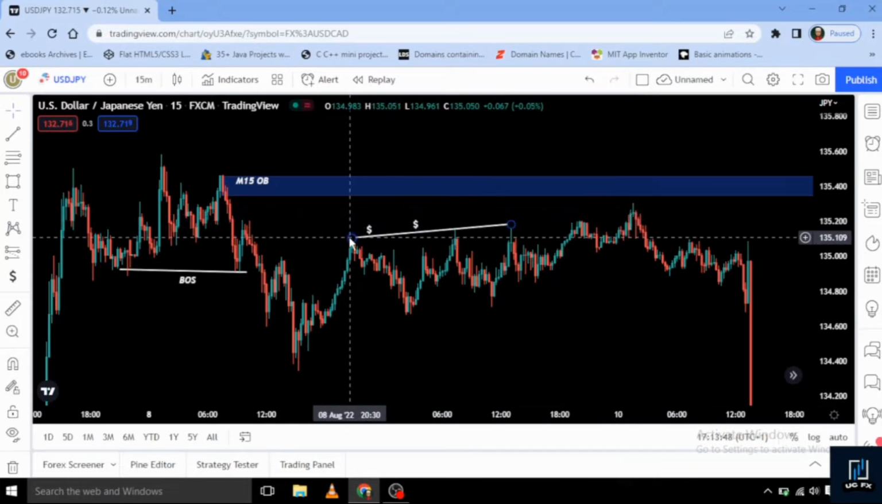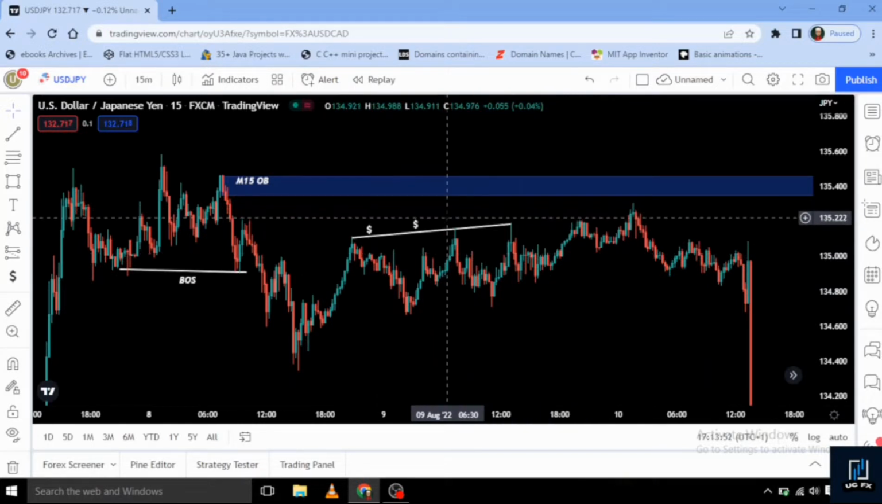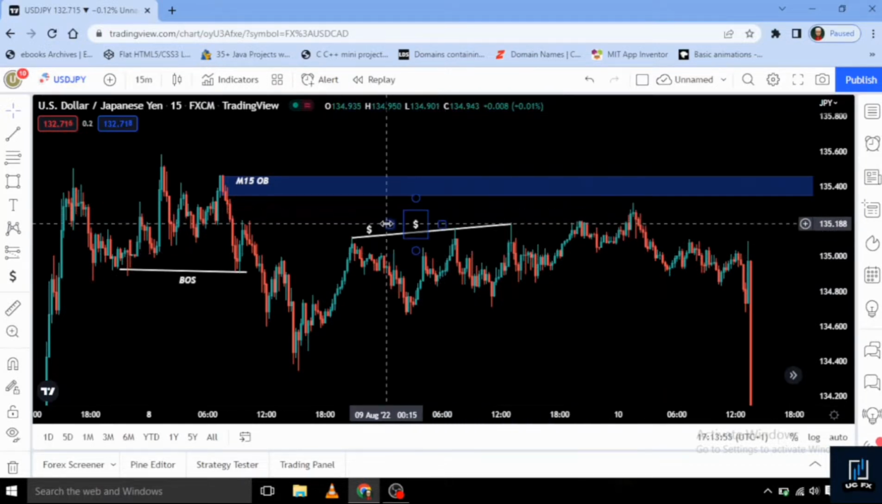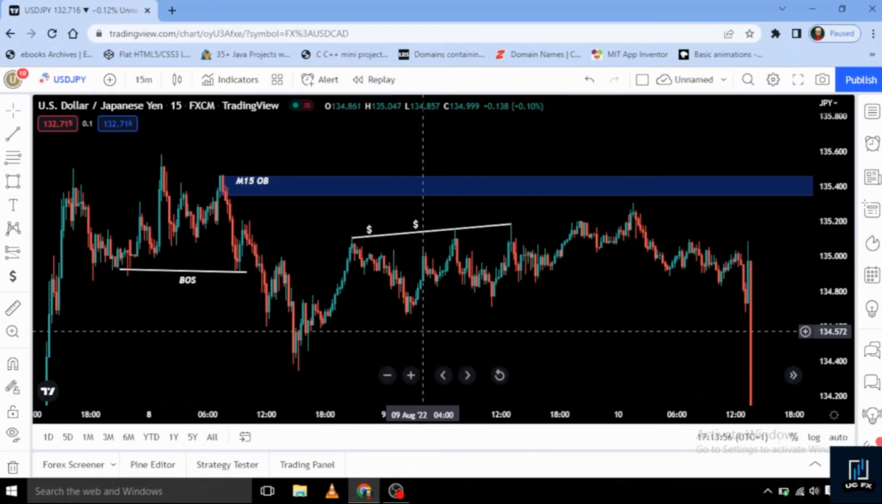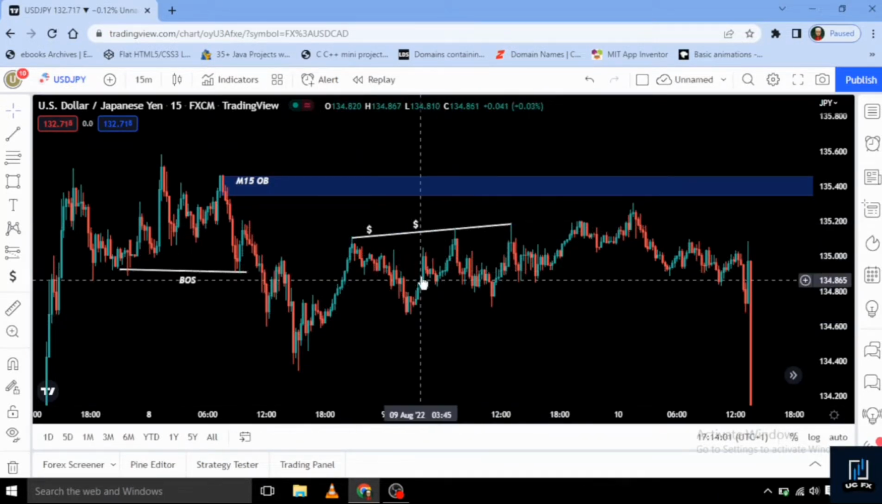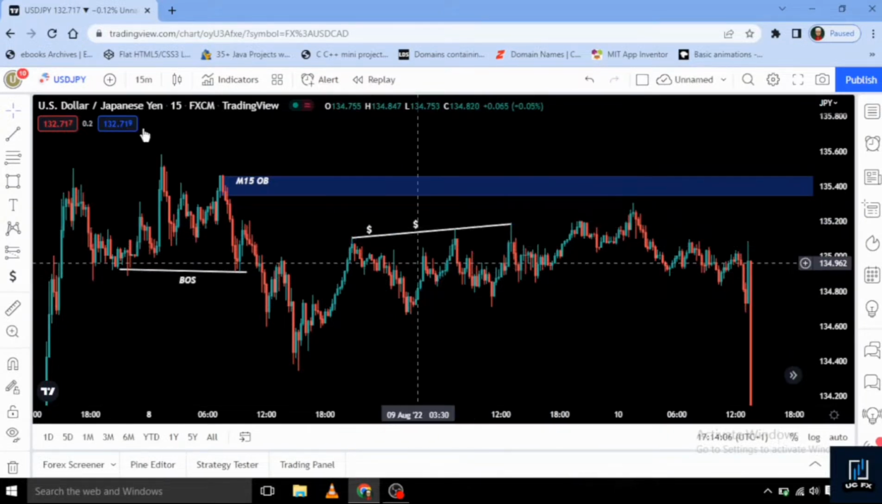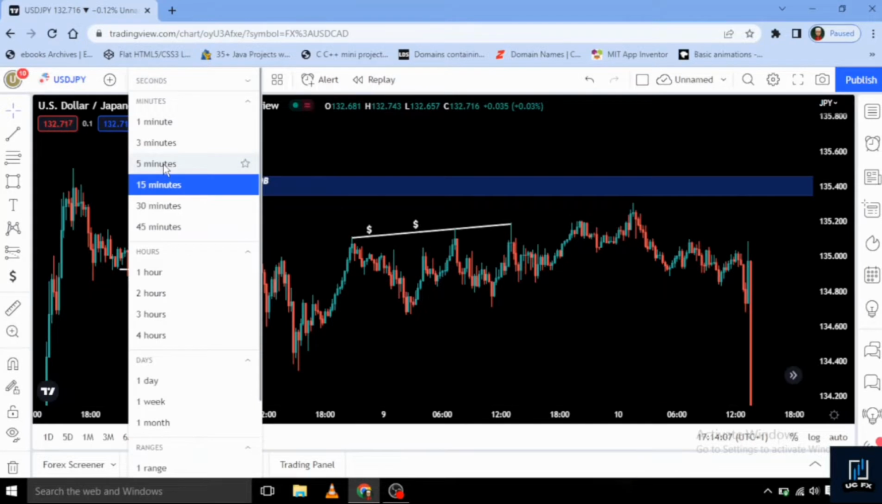Because mostly there is usually a grab of the Asian highs. And I did a video talking about the Asian liquidity. So we need to check it out and understand about Asian liquidity, as this has to do with it as well. So let's go to the M5 time frame.